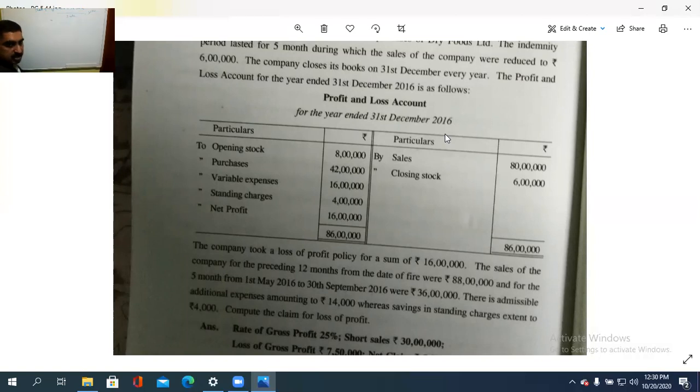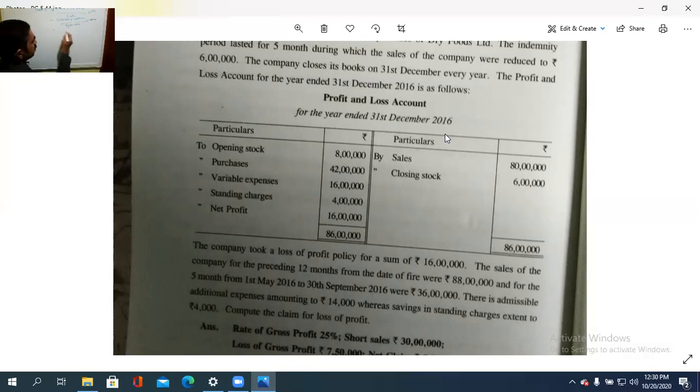So net profit is how much? 16 lakh. Plus standing charges is how much? 4 lakh. Divided by sales is how much? 80 lakh into 100. So this and this.